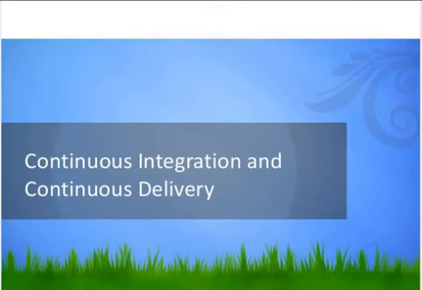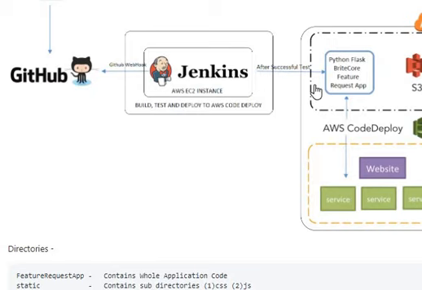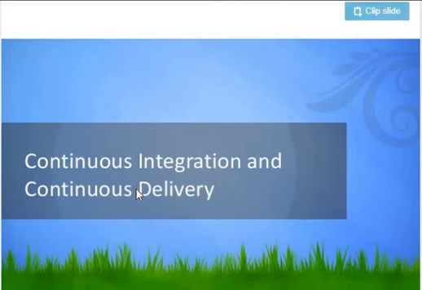Now, the next term comes into the picture, that is continuous integration and continuous delivery. So what exactly is it? This is the exact scenario we have seen right now. So this is nothing but the example of CI/CD. The short form is CI/CD, continuous integration and continuous deployment. So let's move ahead and see that.